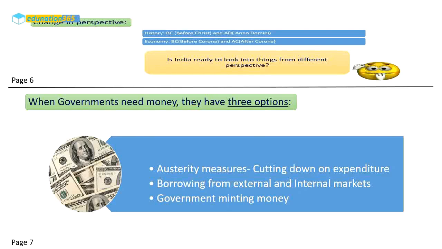First one, austerity, meaning cutting down on expenditure. Next, borrowing from external and internal markets. Finally, governments minting their own money. Right at this point, you need to understand that not all options suit all countries. A country like the US could go for one option, other countries could go for another option. It is key to remember there is no one size fits all here.